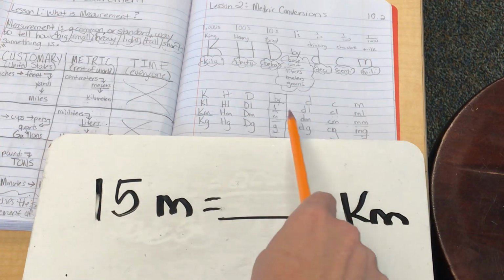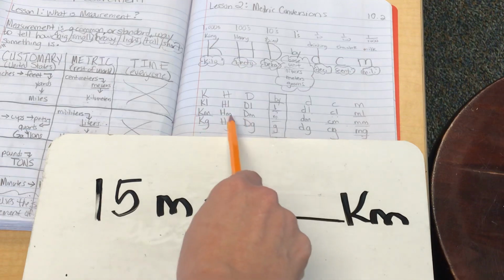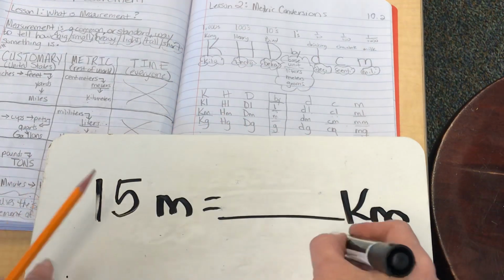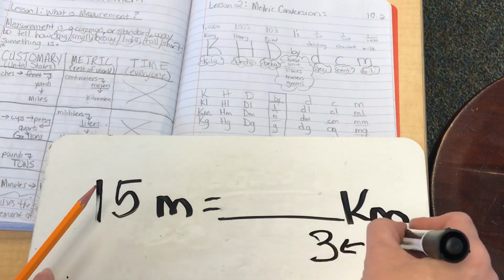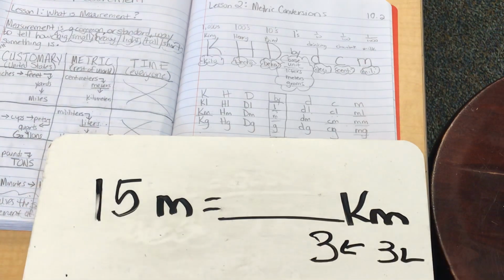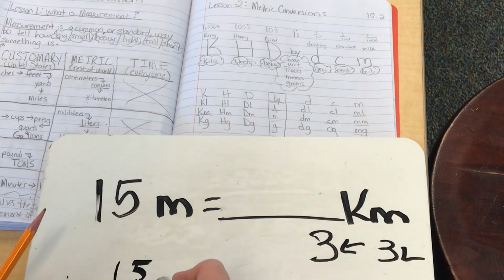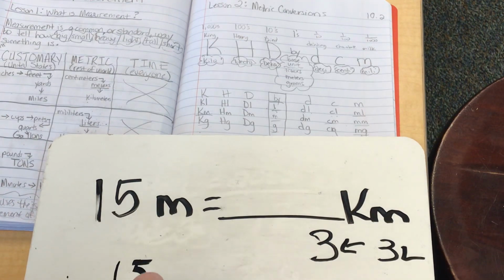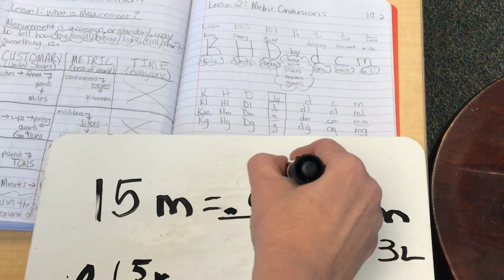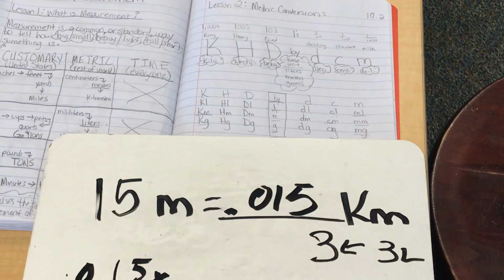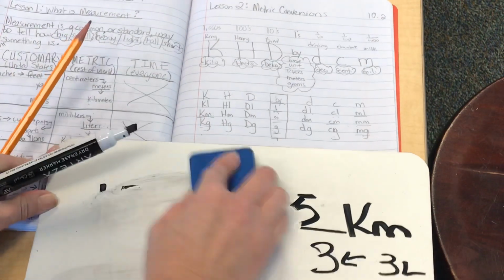Okay, so you went from meters to kilometers. That's 1, 2, 3 jumps. So that should have been 3 jumps that way, which is 3 left. Okay, I don't have a decimal point. Oh my gosh, I can't do it. No, you can. The decimal point is at the end. 3 jumps, 1, 2, 3. Fill it in with a 0. Okay, good. We're going to try 2 more.